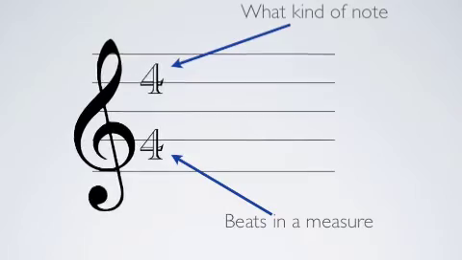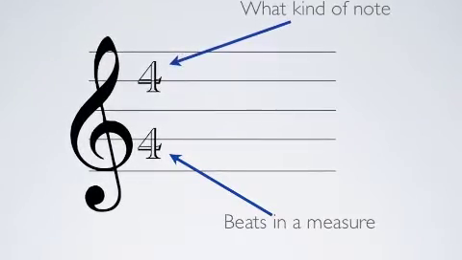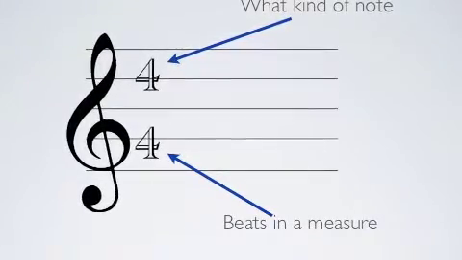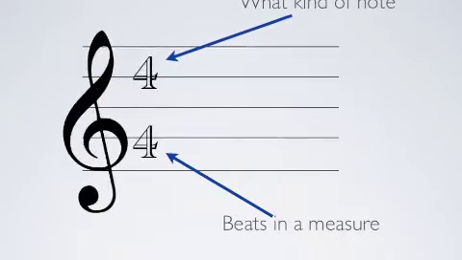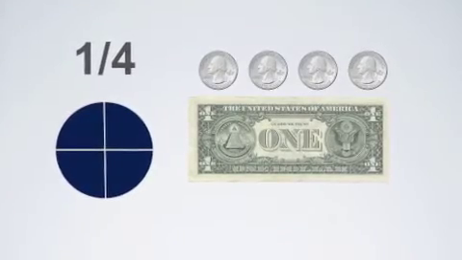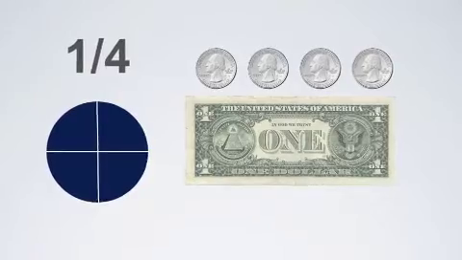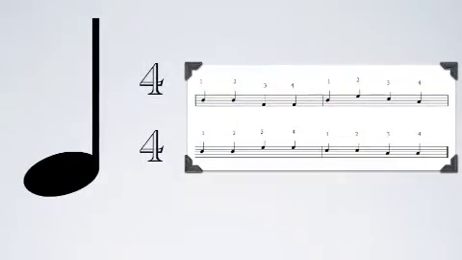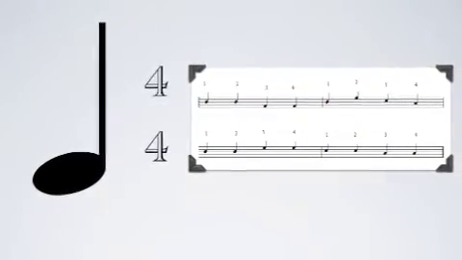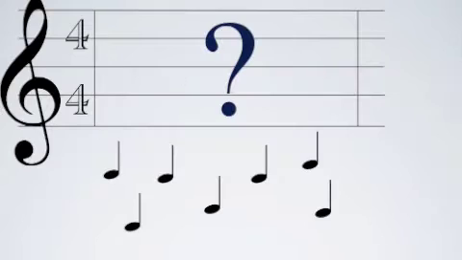This means that you can have no more than 4 beats in a measure. But which note equals the beat? That 4 on top means that a quarter note equals 1 beat. This is what a quarter of something looks like when you're talking about fractions in everyday life. And this is what a quarter note looks like when you're talking about music.